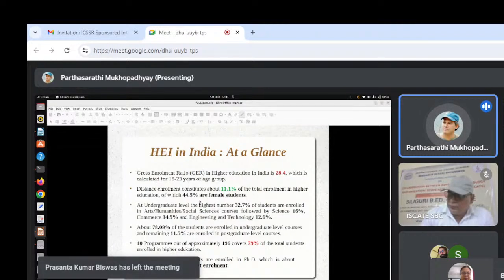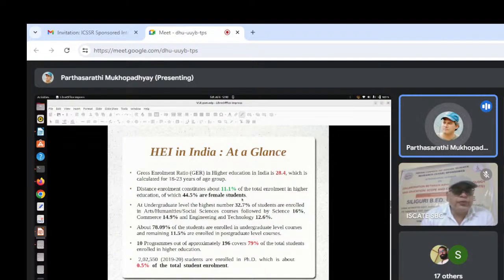Then distance education alone provides 11.1% of this 28.4. So almost half. And in distance education, 44.5% are female students. So distance education is now a very important stakeholder of higher education. If you turn off that system, your GER will be reduced like anything, less than 20.